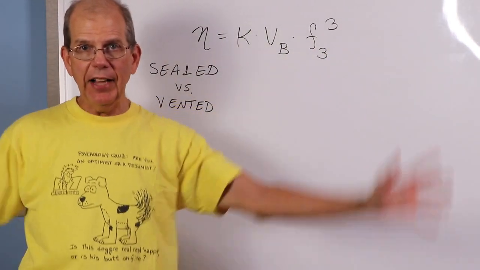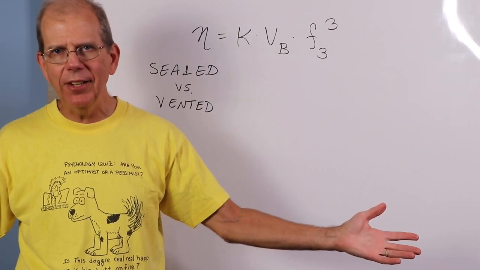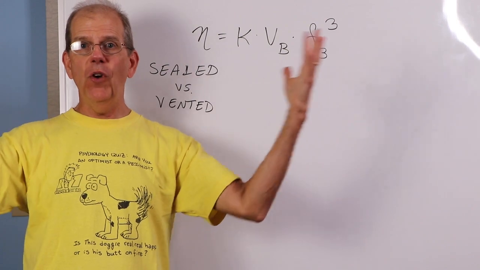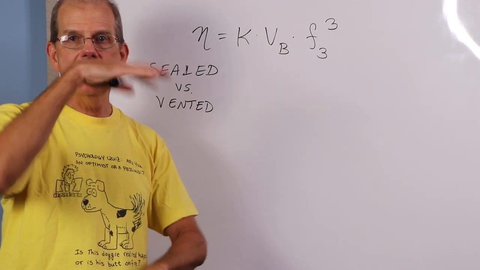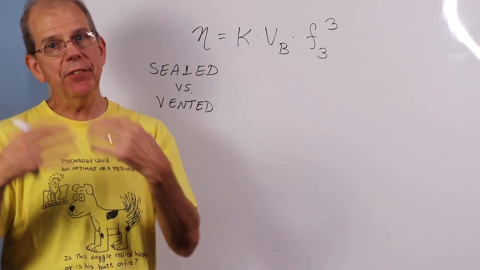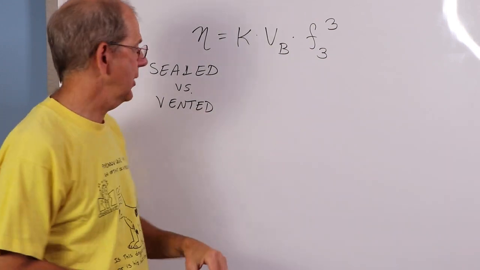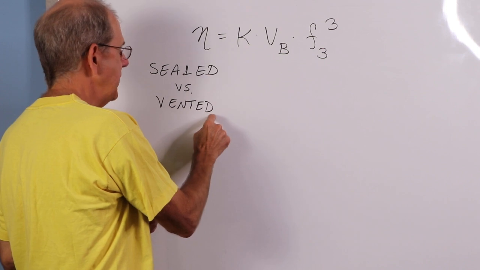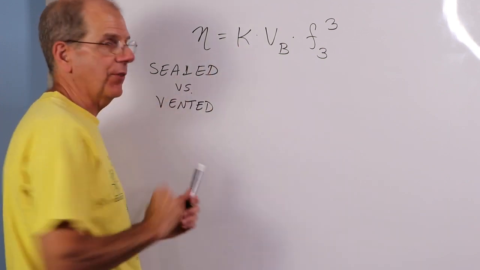You could have an infinite-sized baffle, but that's not too practical. So what we do is we take that infinite baffle and we fold it back on itself, seal it up. The back wave never meets the front wave. Beautiful. K for a vented system is about twice the size it is for a sealed system.